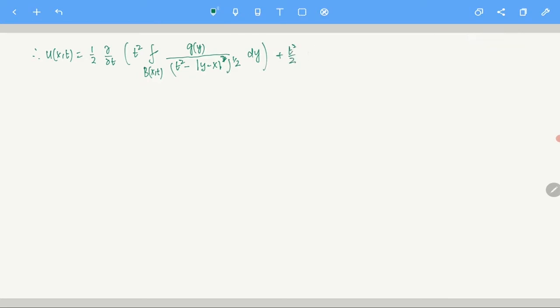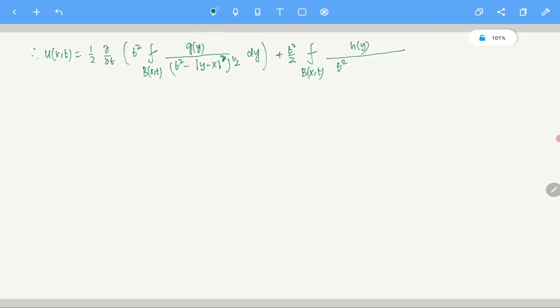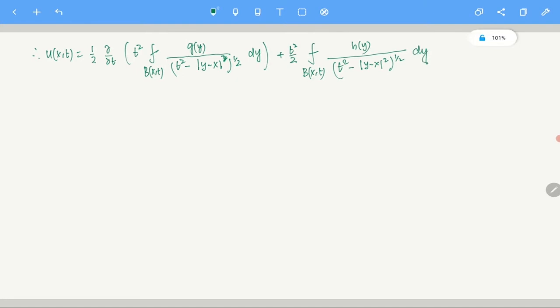t square by 2, the average over bxt of the h part, so this is h of y by t square minus y minus x square, whole power half, d of y. How is this coming? The exact same sort of procedure will work here. You just replace g tilde with h tilde and the same thing happens.